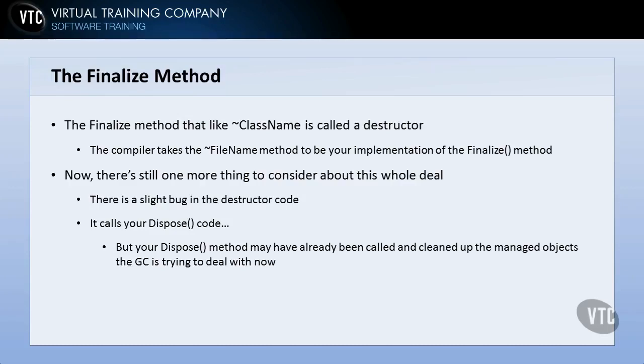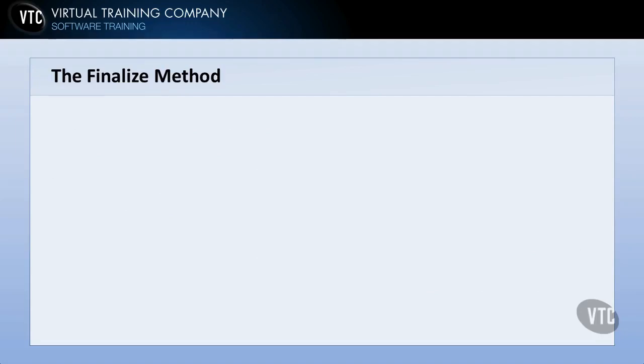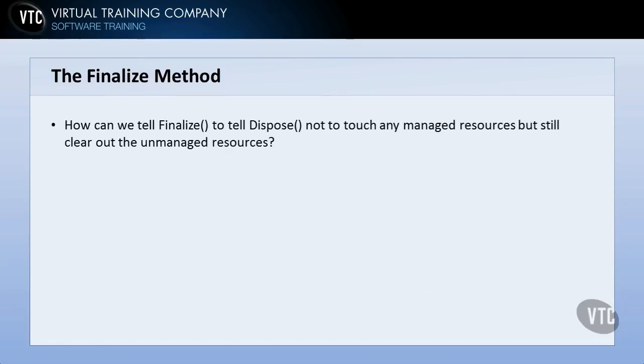So we need the Finalize method that we're overriding to tell our original dispose method that was part of the IDisposable interface, don't worry about managed objects, because if dispose has already been called, just deal with the unmanaged objects. All right? Now, how do we tell Finalize to let dispose know not to touch any managed resources because they've already been dealt with? Just go about the business of checking out the unmanaged resources. Well, we're going to create a third method that's really not part of the original IDisposable interface, but we're going to use that. We are going to satisfy the IDisposable interface. We're going to create that original dispose method, the standard dispose method, but we're going to make that standard dispose method make one single call out to another dispose method.